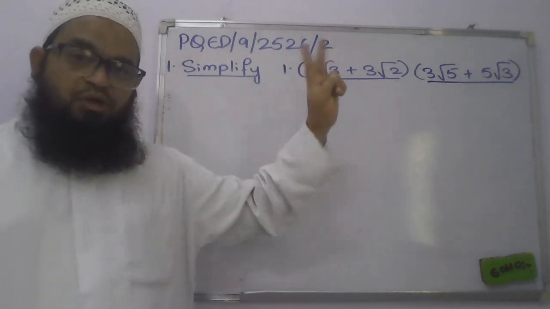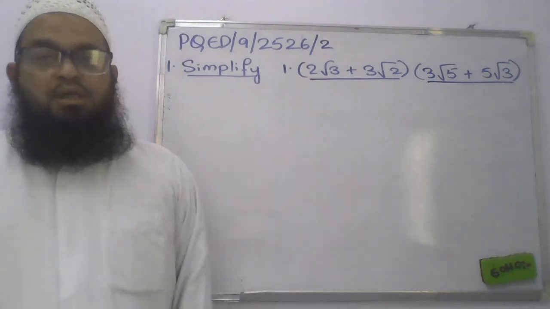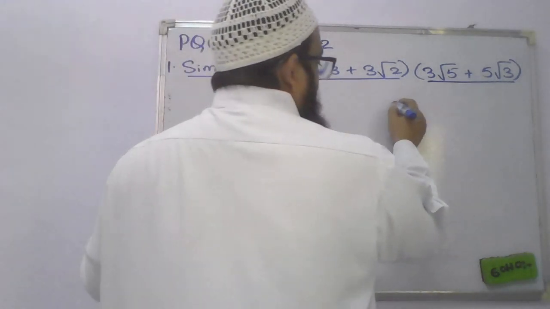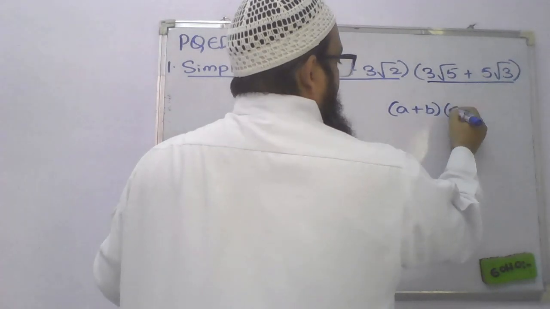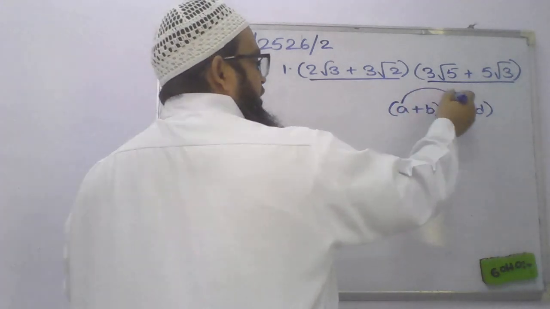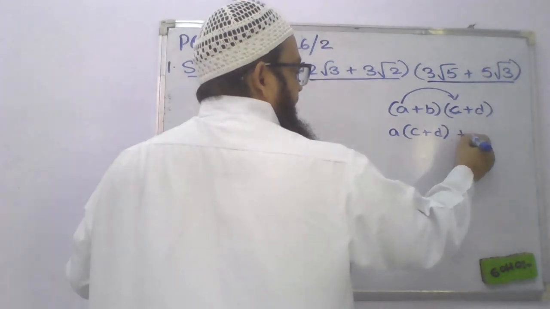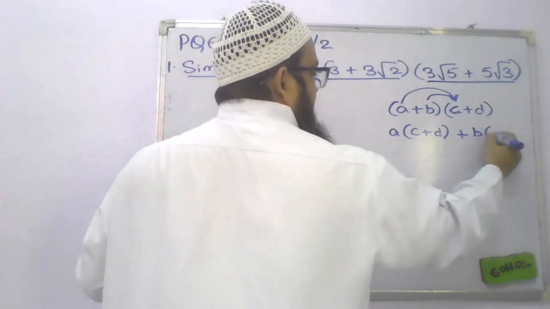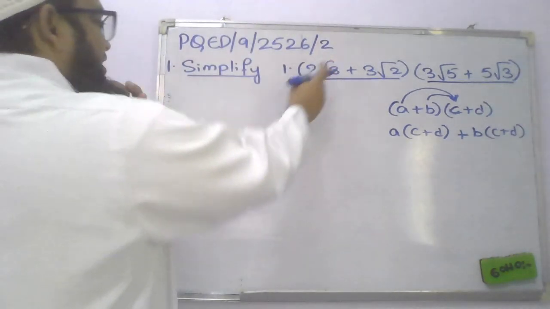Here in the first expression you have two terms, and in the second expression inside the bracket you have two terms. So when you have two terms, what are you supposed to do? You have to use the distributive property, right? So (A plus B) times (C plus D). How do you do this? First, A, you distribute it to the second expression, A times (C plus D), plus, because you have plus over here, now distribute B times (C plus D). Is it right? So this is what we are going to do.